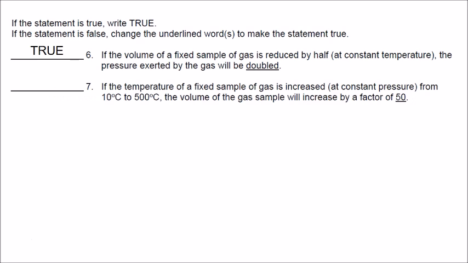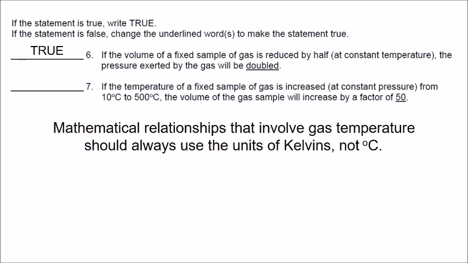Number 7, we're changing the temperature of a gas from 10 degrees Celsius to 500 degrees Celsius. The volume will increase. So the question is, is it going to increase by a factor of 50? And the answer is no, because when we do mathematical relationships and calculations involving gas temperature, we should always change our units into Kelvin, not Celsius.